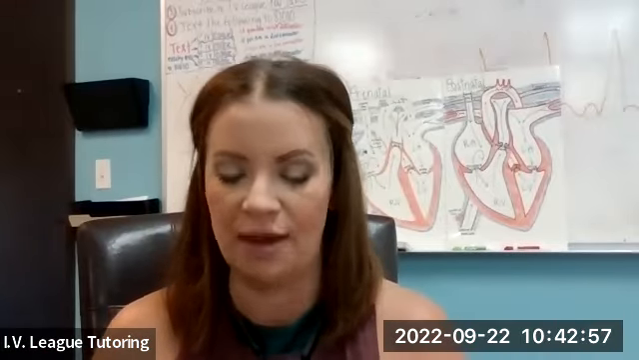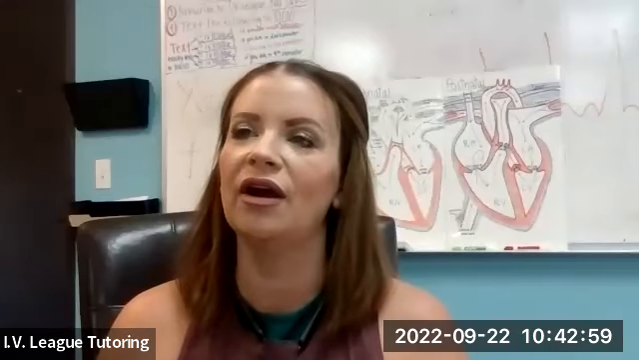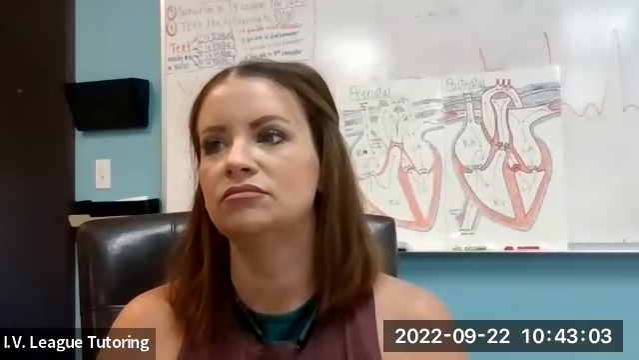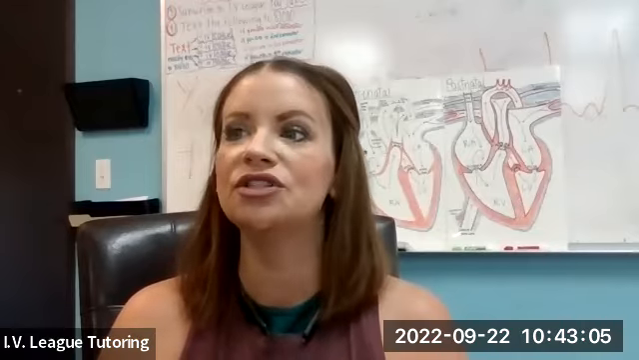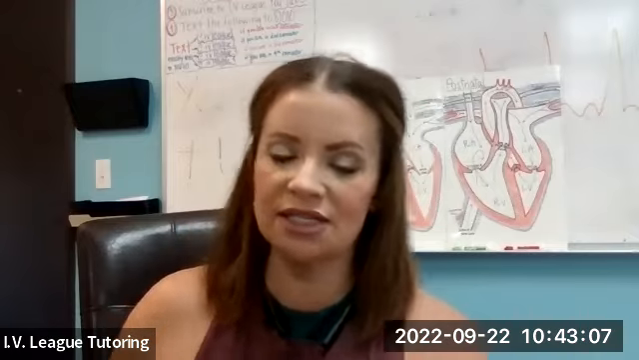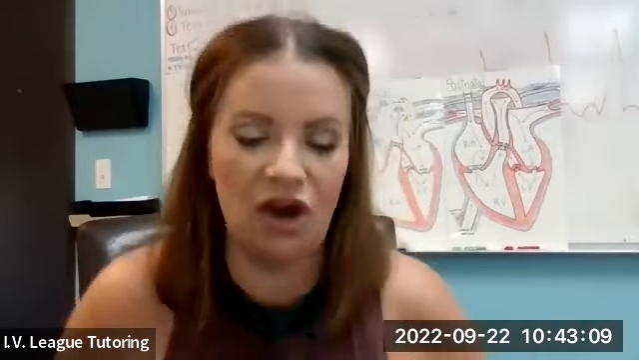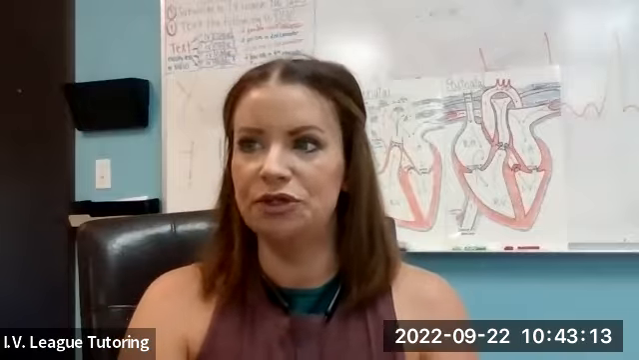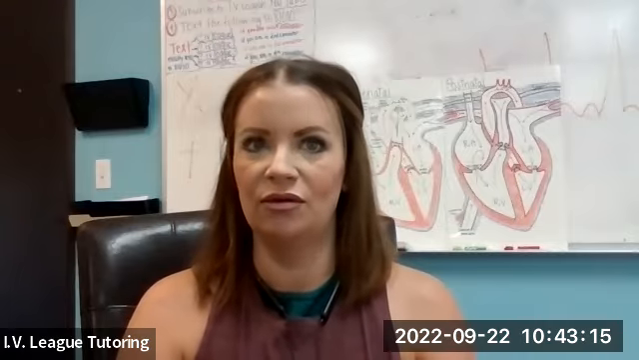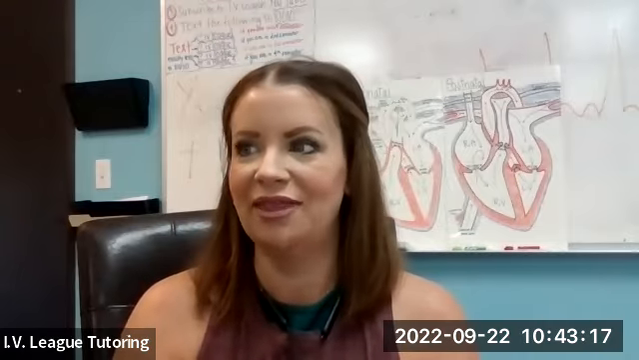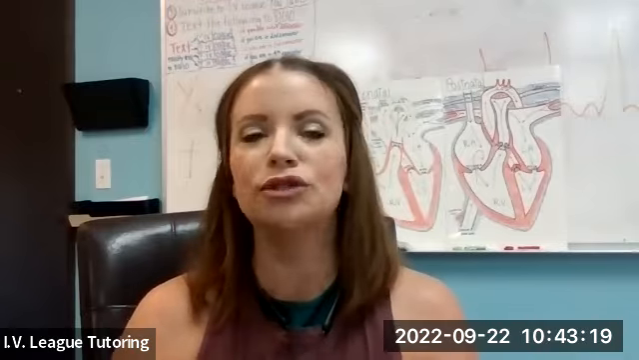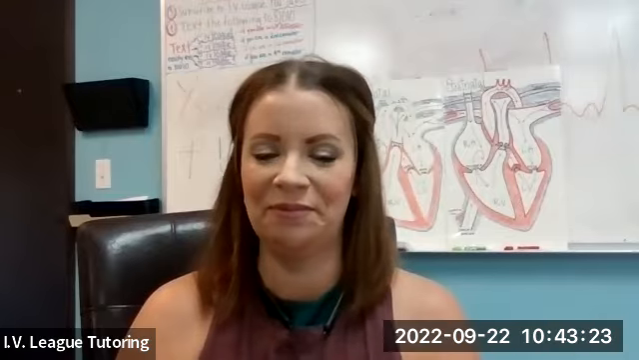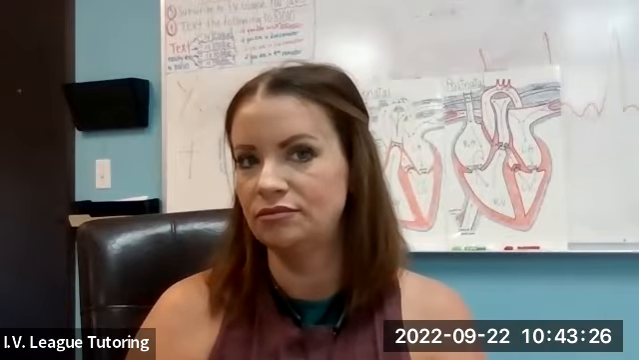So in sinus Brady, where is the electrical impulse originating from? The SA node, right? What is their heart rate? Less than 60. What is their PRI? I'm going to keep asking you over and over again. 0.12 to 0.20. What's their QRS? Less than 0.12. Are they stable?